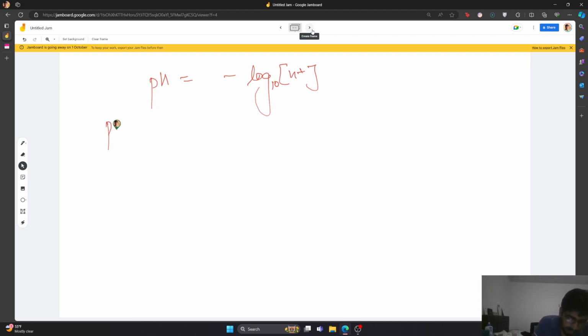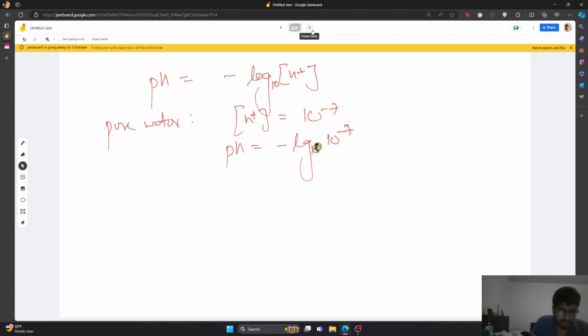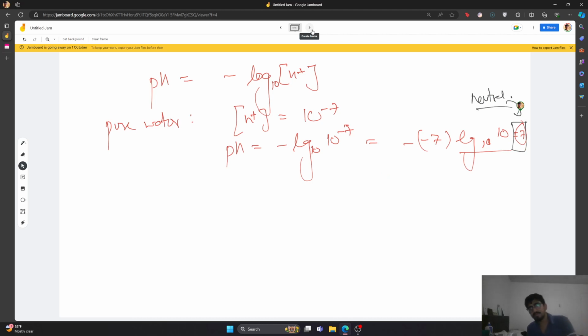So in this pure water example that we saw, the H plus concentration was 10 power minus 7. So if you were to calculate the pH, which is minus log of the concentration of H plus, which is 10 power minus 7 in this case, the exponent comes out, so minus of minus 7 into log base 10 of 10. Log base 10 of 10 is 1, and this minus minus becomes plus, so you just get 7. So this is where the famous fact comes from, that neutral water, which is not acidic or basic, has a pH of 7.